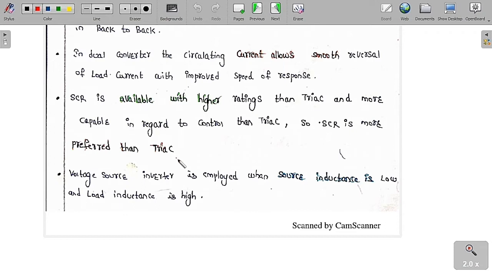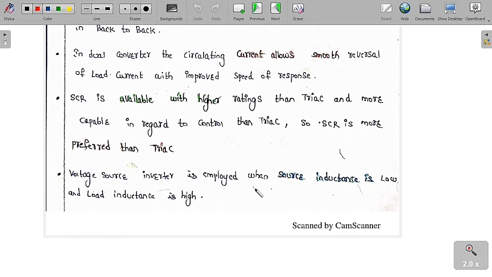What is the reason SCR is more preferred than triac? The SCR is going to be available with huge ratings, higher voltage ratings when compared to triac, and also the controlling nature of the SCR is very much easier when compared to triac. So these are the two advantages. Because of these two fundamental reasons only, SCR is always more preferred than a triac.